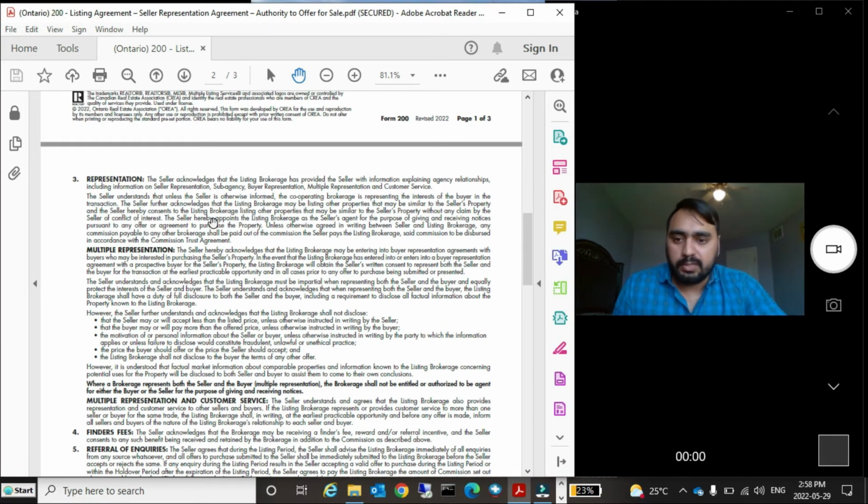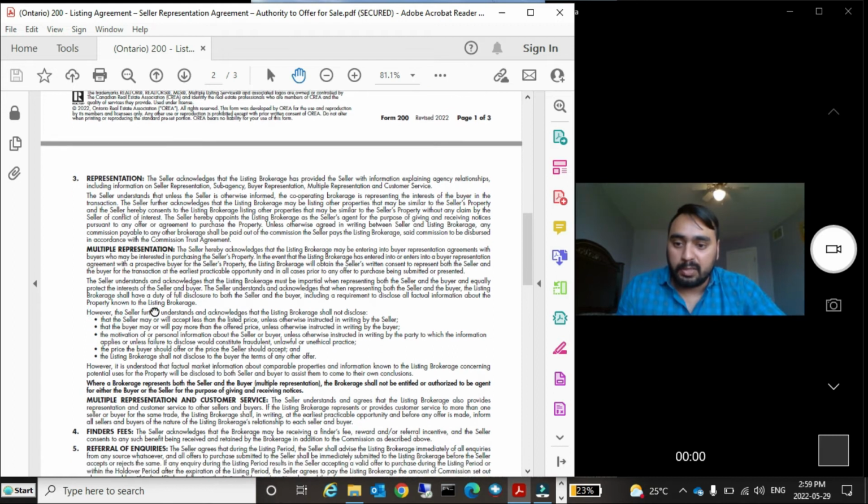Now the next one is representation. In this section, we have to explain to the seller that multiple representation can occur in the offer process, which means when both the buyer and seller are represented by the same brokerage in the same transaction. That's basically called multiple representation. So there are certain obligations when the multiple representation situation occurs. I already explained this in my previous video, so please go check out that video as well. One important thing to note in the multiple representation situation is that the consent of both the buyer and seller is needed to proceed, and these are the obligations of that multiple representation situation.